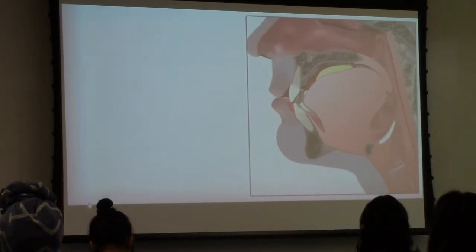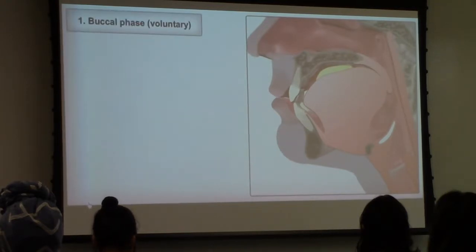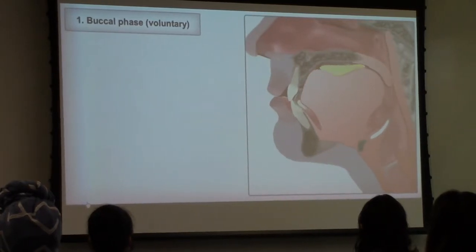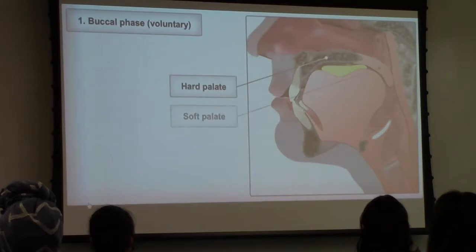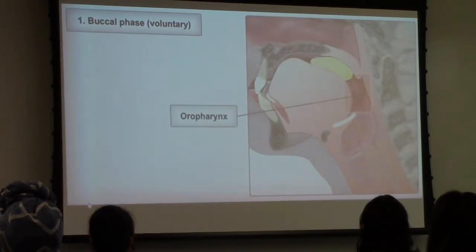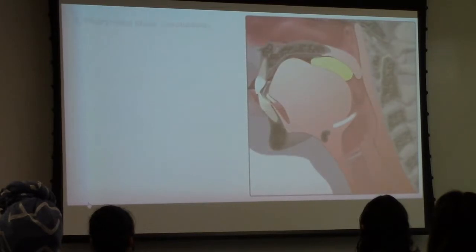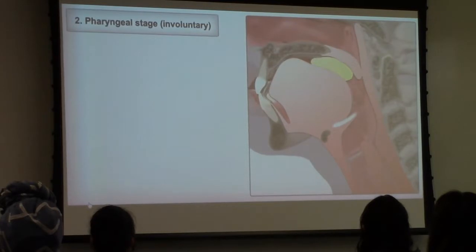Swallowing occurs in 3 stages. The first is a voluntary phase called the buccal or oral transit phase. Here the tongue moves upwards and backwards against the hard and soft palate to push the bolus into the oropharynx. Next is the pharyngeal stage, in which involuntary movements push the bolus through the pharynx and into the esophagus.